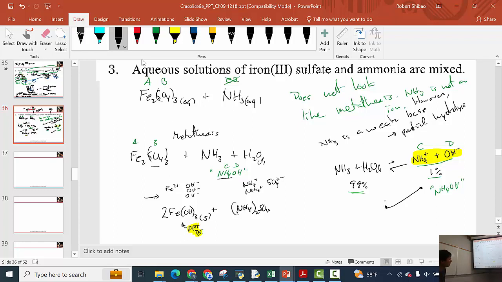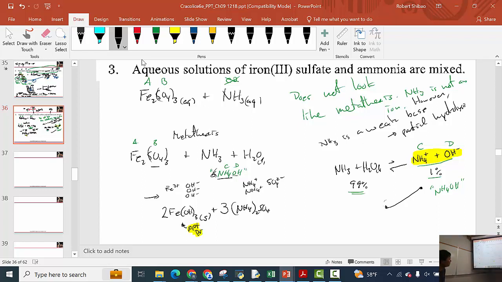And therefore, multiply by 3. So that gives me 3 sulfates. And then how many hydroxides do I have here? 6 hydroxides. And then how many hydroxides? I have no hydroxides here until I look down here. When I look down here, how many hydroxides do I have? 1. So I'm going to multiply this by 6.